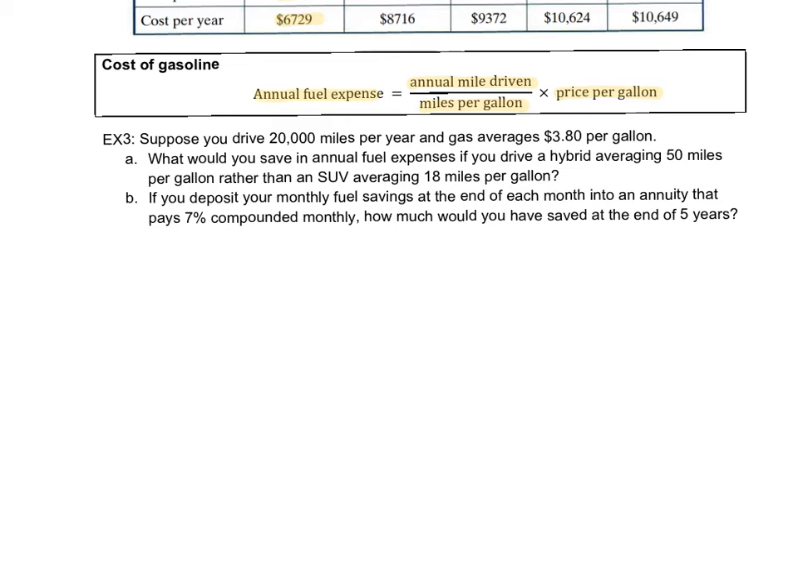Example 3: suppose that you drive 20,000 miles per year and gas averages $3.80 per gallon. Part A: what would you save in annual fuel expenses if you drive a hybrid averaging 50 miles per gallon rather than an SUV averaging 18 miles per gallon? So let's figure out part A first.